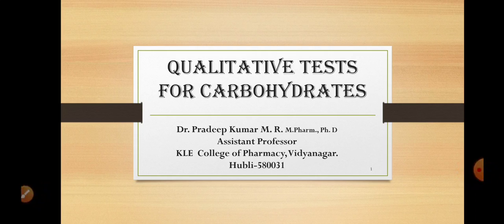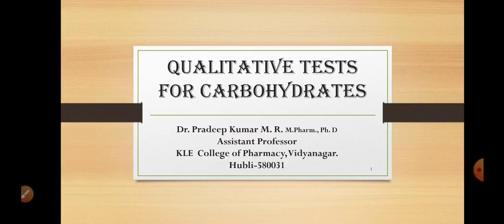Let us see the definition of the carbohydrates. Carbohydrates are the polyhydroxyaldehydes or ketones, or the compounds obtained by the hydrolysis of the same. These carbohydrates can be classified into monosaccharides, disaccharides, oligosaccharides, and polysaccharides. Polysaccharides are further classified into homopolysaccharides and heteropolysaccharides.